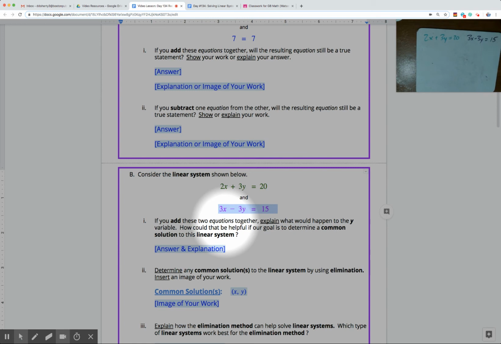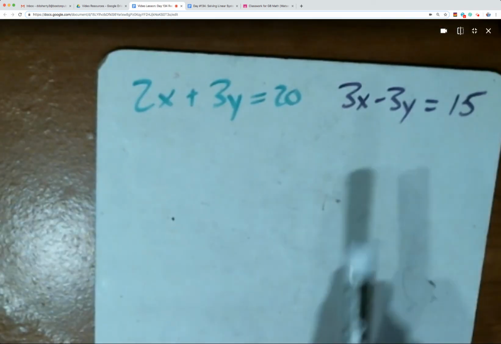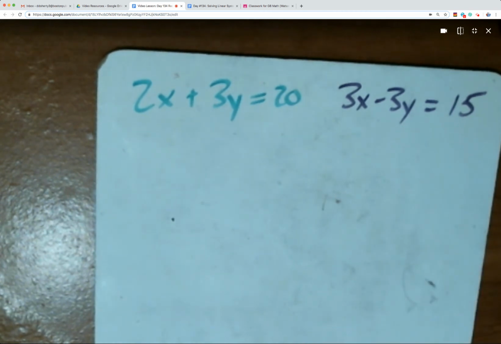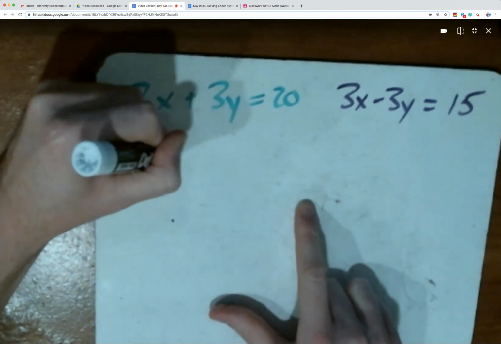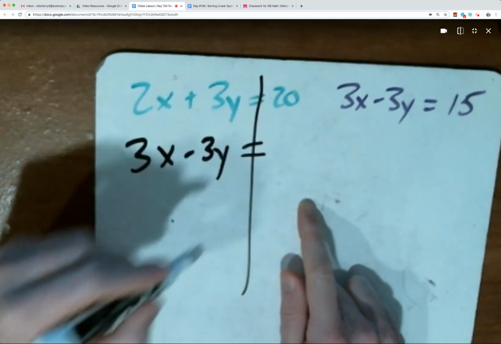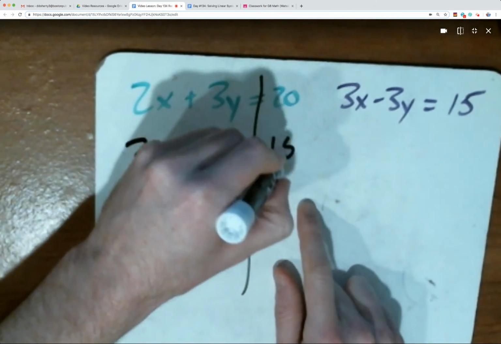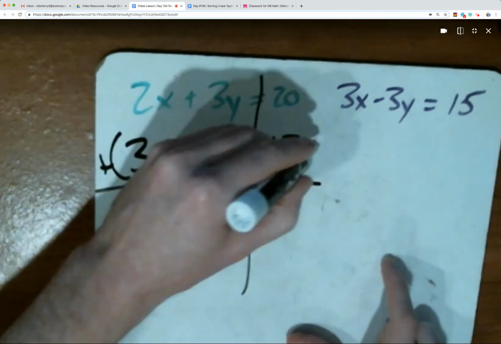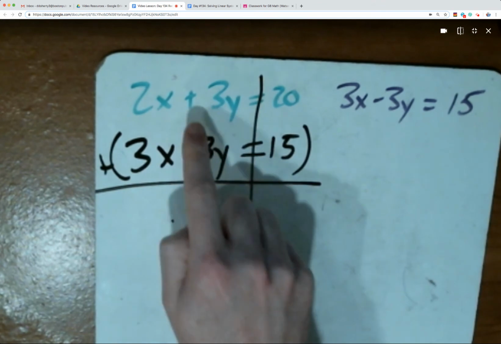I'm going to take a look at our whiteboard. And I'm going to go ahead and show what it would look like if I added this second equation, 3x minus 3y equals 15, with the first equation. So I'm going to stack those together, 3x minus 3y. I'm going to make sure the equal sign is in the same spot for both of them. And it says what would happen if we were to add this equation, the purple equation, with the green equation.